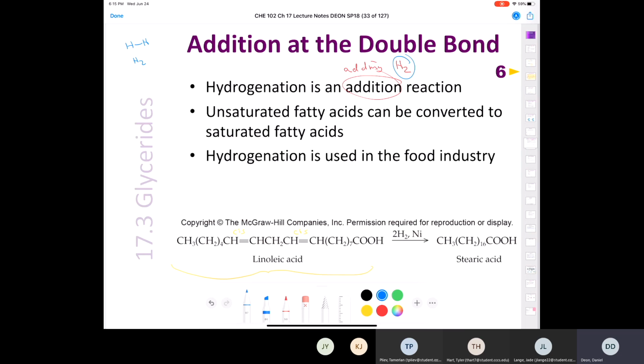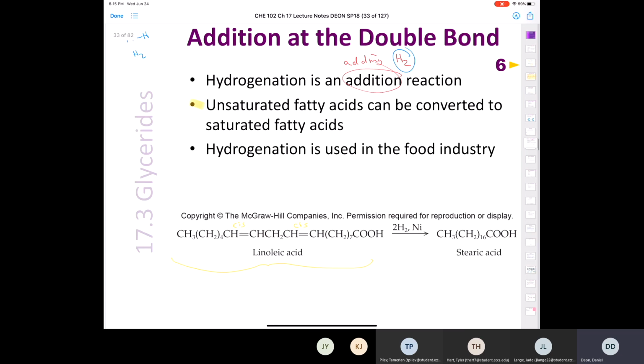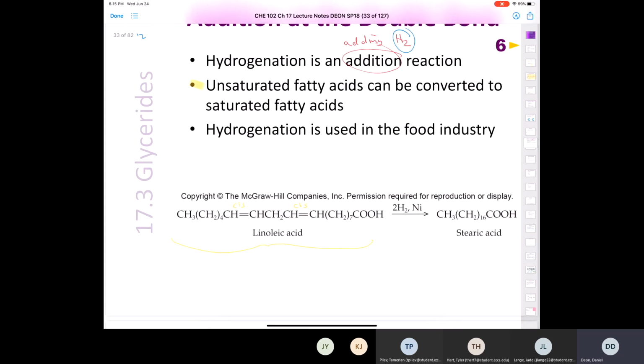And it says here in the second bullet point that unsaturated fatty acids can be converted into saturated fatty acids. And hydrogenation is used in the food industry all the time. In fact, I'm sure most of you have heard of things like partially hydrogenated vegetable oils. If you've ever spent any time reading a label of foodstuffs, you might have seen something like that before. So what's being shown here in this reaction is nothing more than taking this naturally occurring fatty acid, linoleic acid, and treating it to the conditions of hydrogenation.